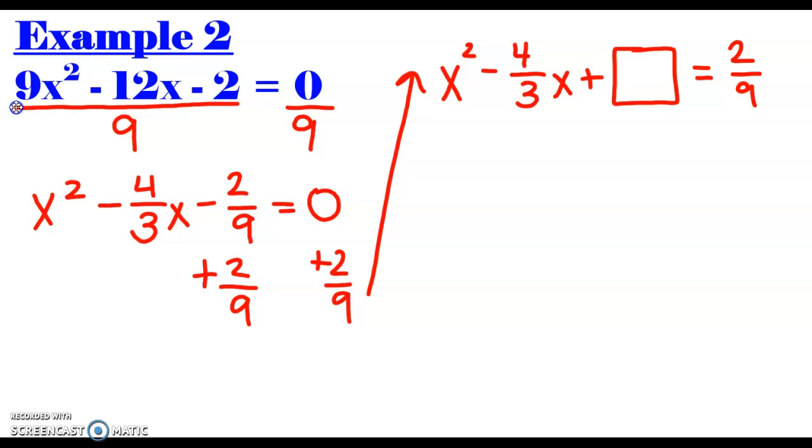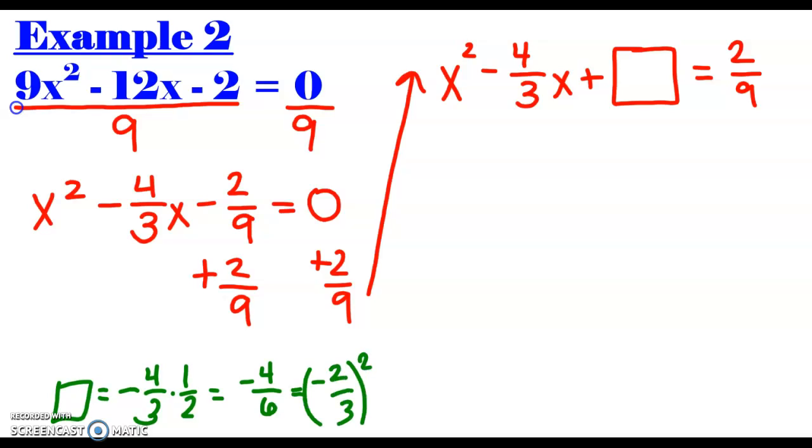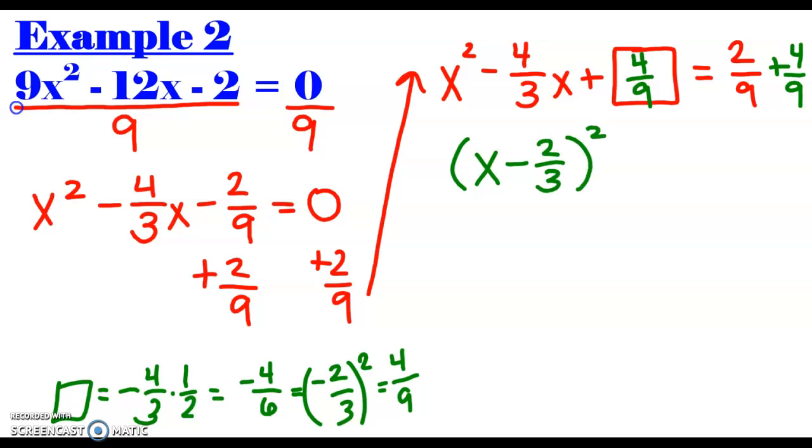Not as pretty this time, right? For magical c, we've got negative 4/3. When I half that, I'm looking at negative 4/6, which is really negative 2/3. When I square negative 2, I get 4. When I square 3, I get 9. So magical c here is 4/9. I'd add that to both sides. So I'm at x minus half of 4/3, which we just found is 2/3, squared equals 2/9 plus 4/9, which is 6/9, which is 2/3.